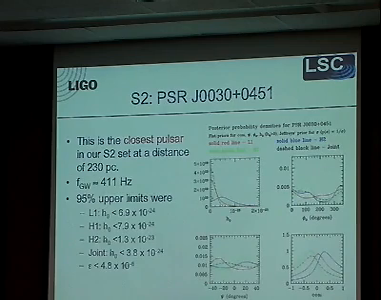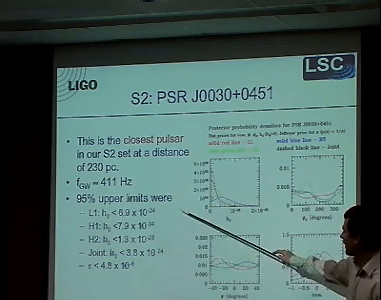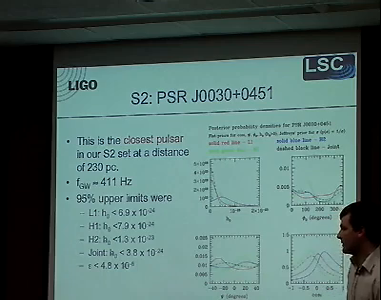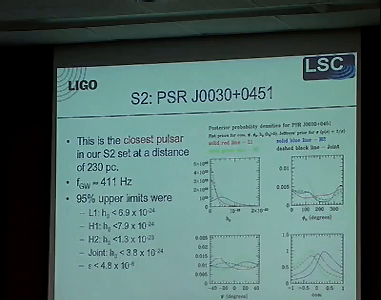So for example, for this pulsar, J0030+0451 is the closest pulsar in the data set at 230 parsecs, with a frequency of 411 hertz. We were able to set 95% upper limits, and the joint upper limit was 3.8 times 10 to the minus 24, which constrains the ellipticity to 4.8 times 10 to the minus 6. As you can see, due to the correlation between H naught and cos iota, these tend to peak near 0 here.